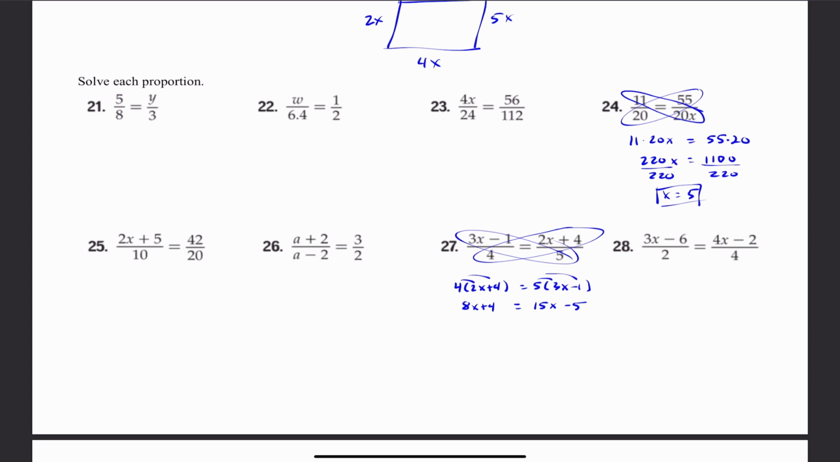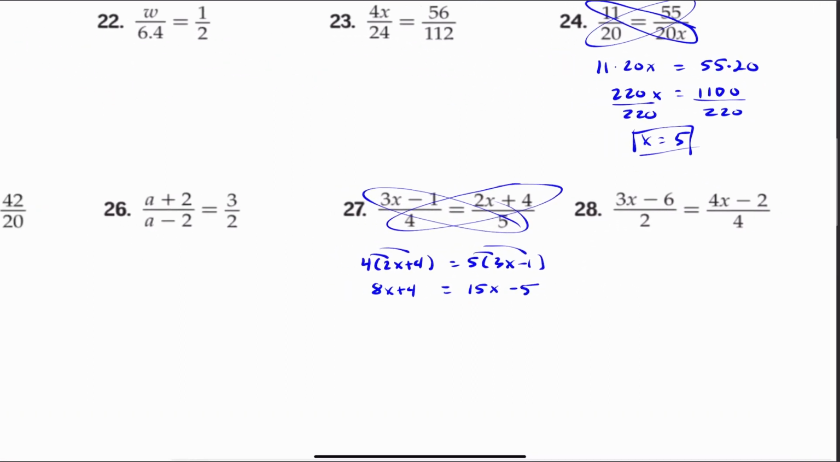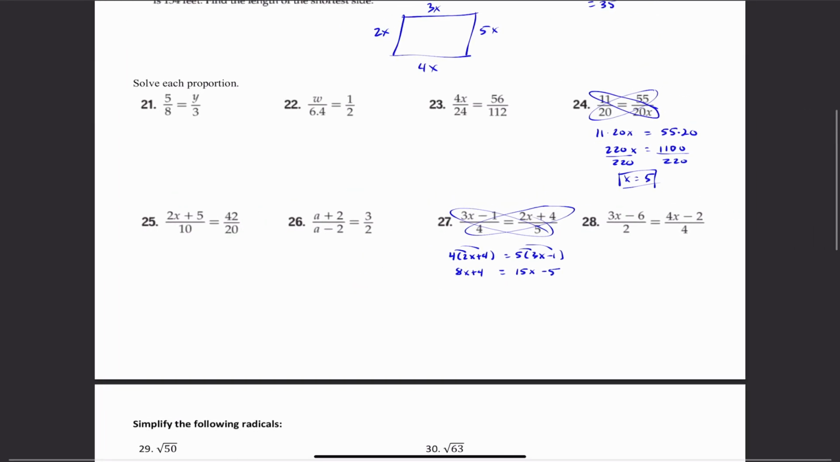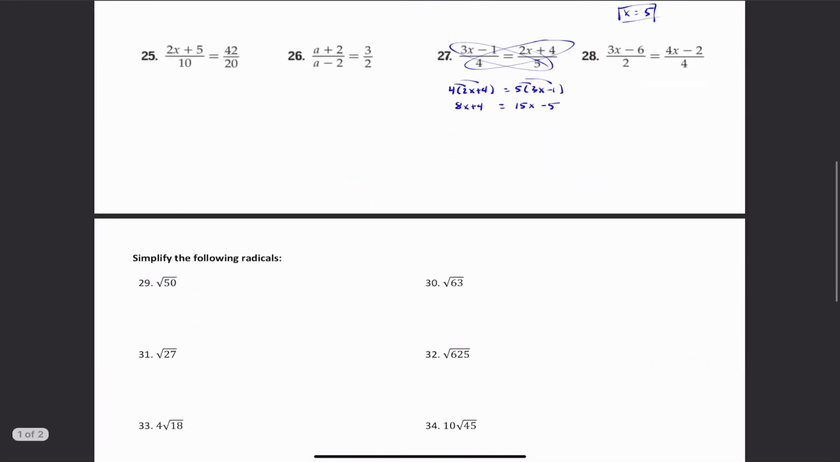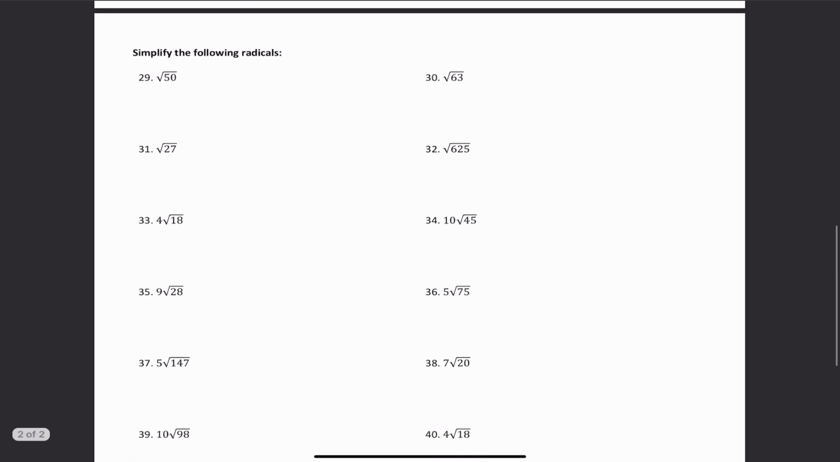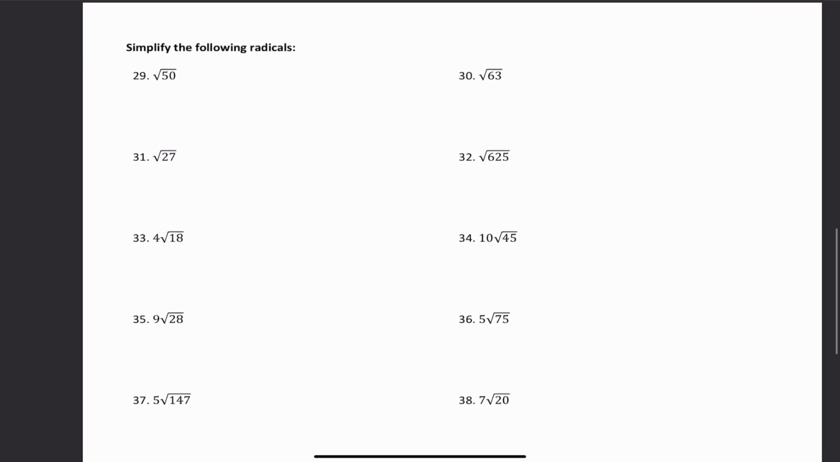So that's 24 and that's 27, and number 28 is essentially the same idea. It's very, very similar to number 27. So I would consider that a level 3 problem. So go ahead and do that on your own as well. Okay, I have these radicals. Please make sure that you are looking at your notes to understand how these are being worked.